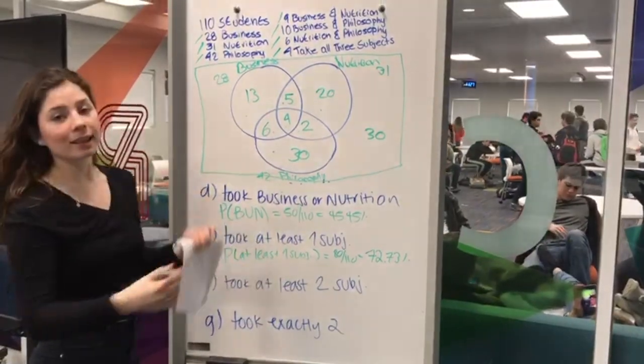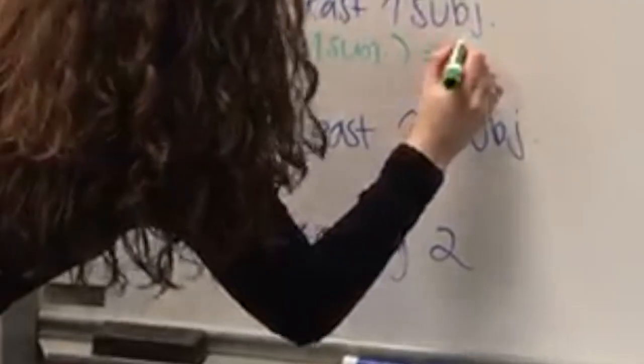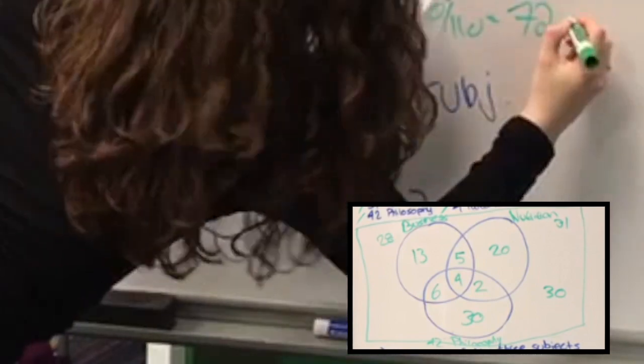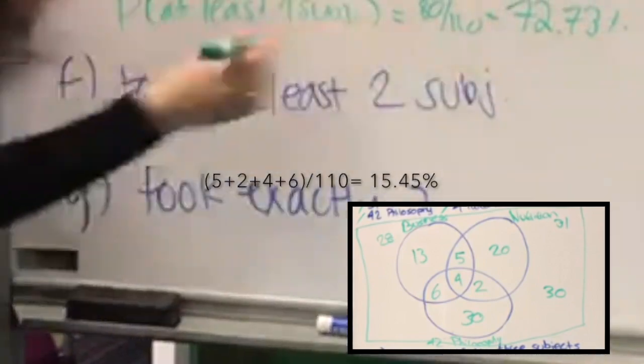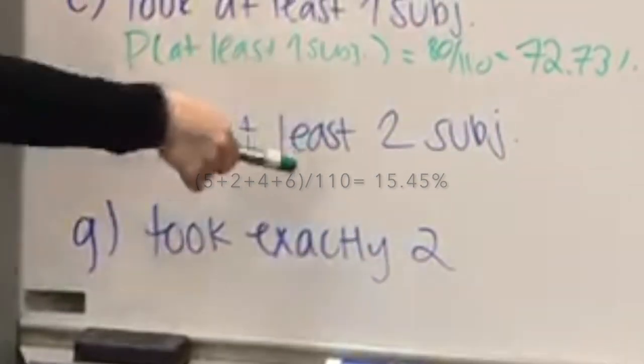Next one, problem F. Took at least 2 subjects. To find letter F, we're going to find the people who took at least 2 subjects, meaning they took either 2 subjects or 3 subjects. So we're going to add whatever is in the middle, which is 5 plus 2 plus 4 plus 6 over 110, which would give us 15.45.